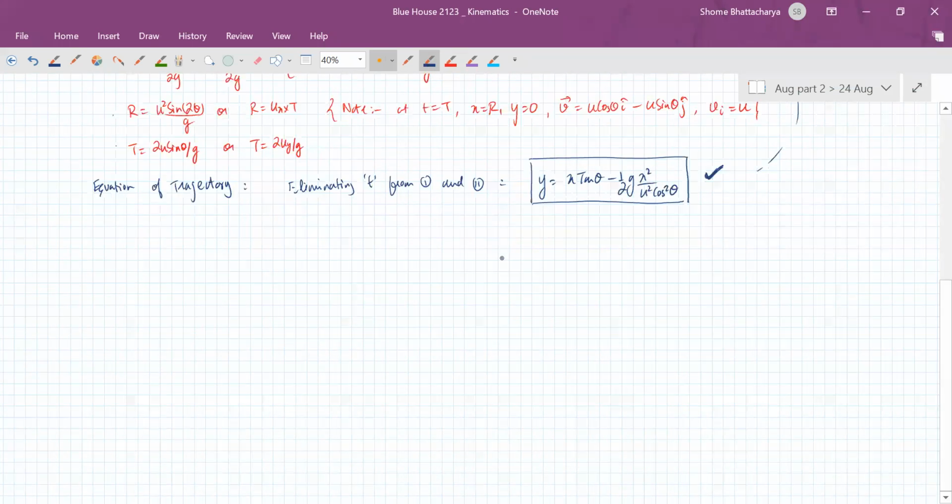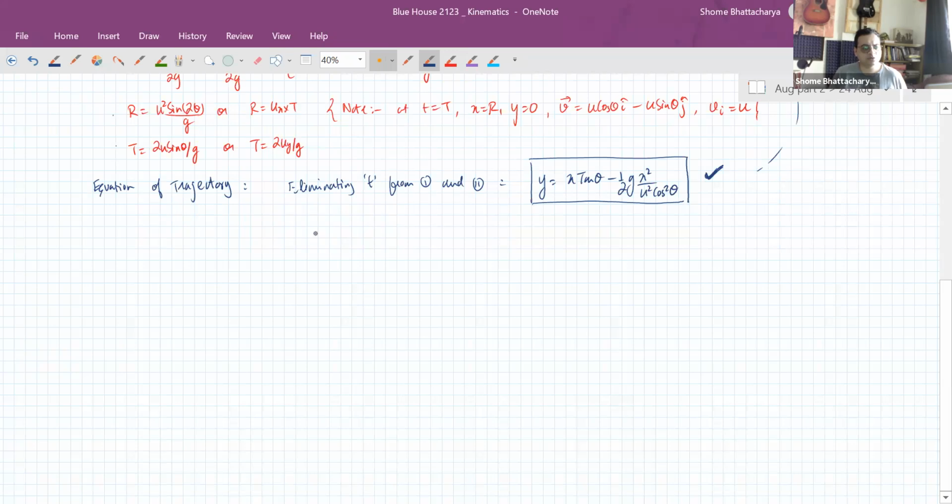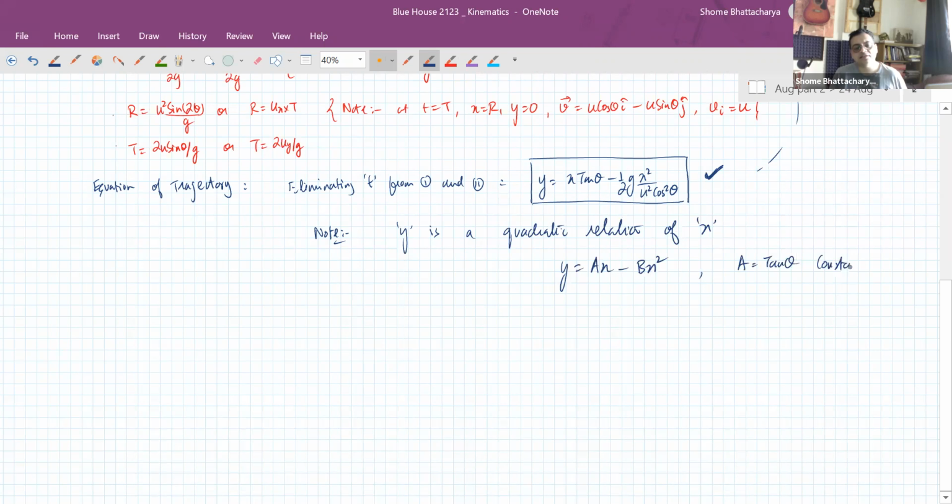So now we'll discuss a little bit more about this equation of trajectory. The first important thing you can see here is that y is a quadratic function of, or a quadratic relation of x. It's a relation of the type y is equal to some constant into x minus some constant into x square, where a is how much? It is tan theta, which is a constant. Tan theta is not varying with time because theta was the angle of projection.